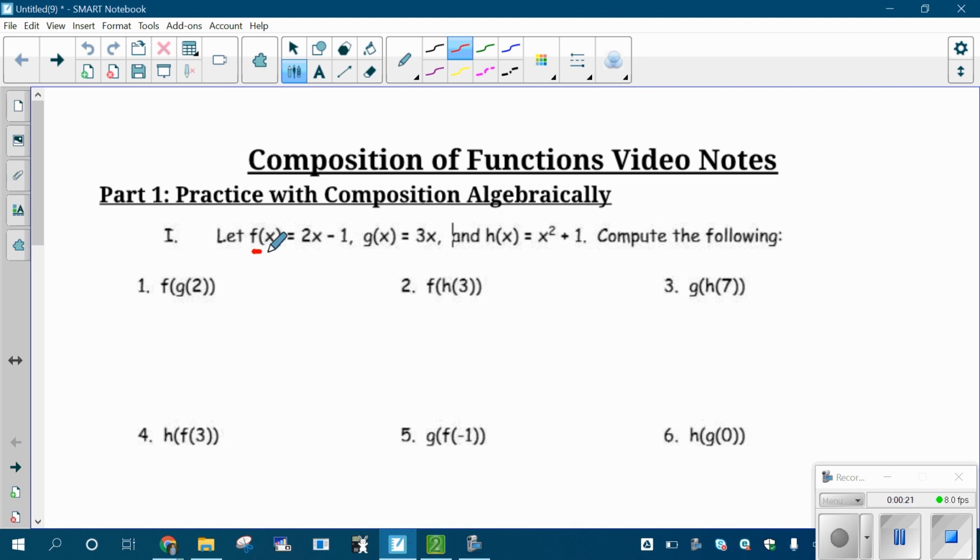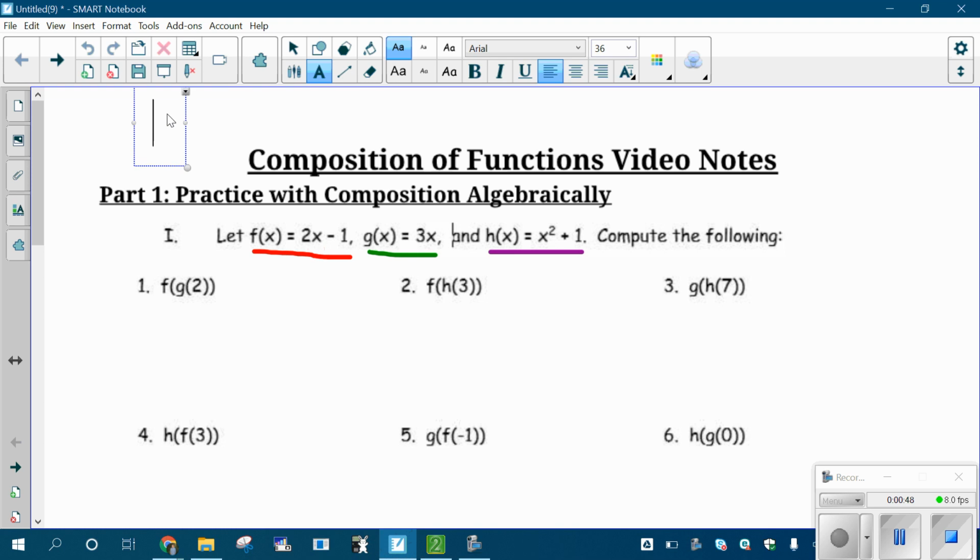So they're giving us three different equations: f of x equals 2x minus 1, g of x equals 3x, and h of x equals x squared plus 1. The fact that they're calling them f, g, and h helps a lot because you can decide which one you're talking about. What this is asking us to do is f of g of 2. The big thing about composition, write this down on your paper, if you get this you're going to be good, is you work inside out. So you do the inside first.